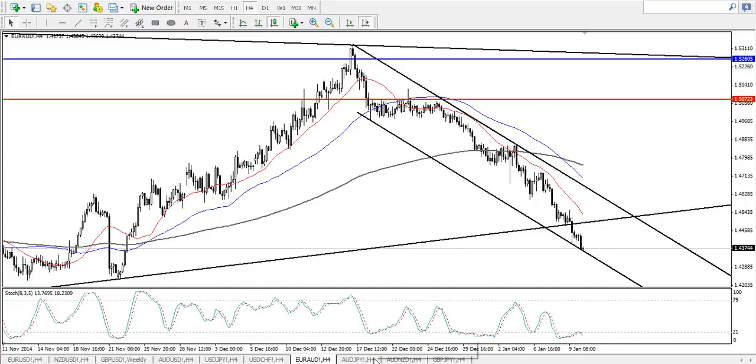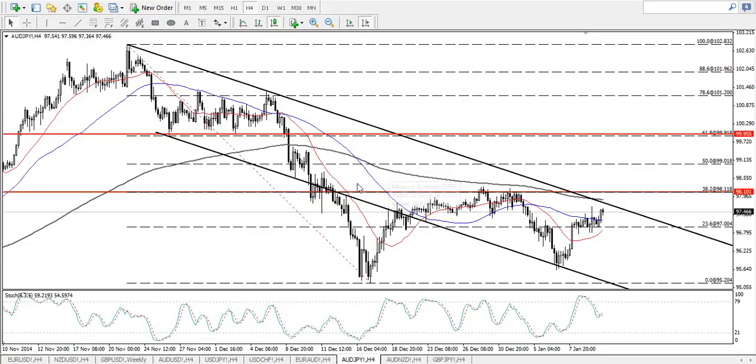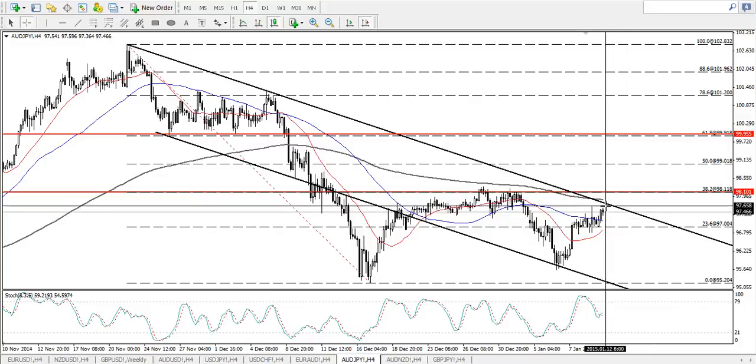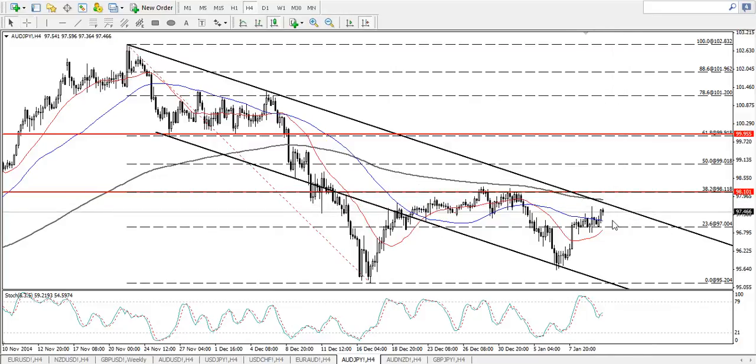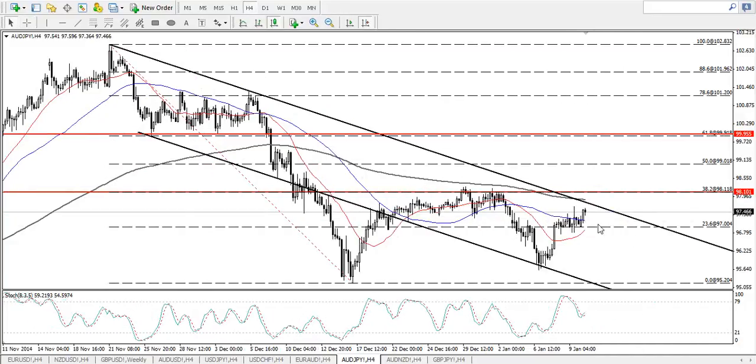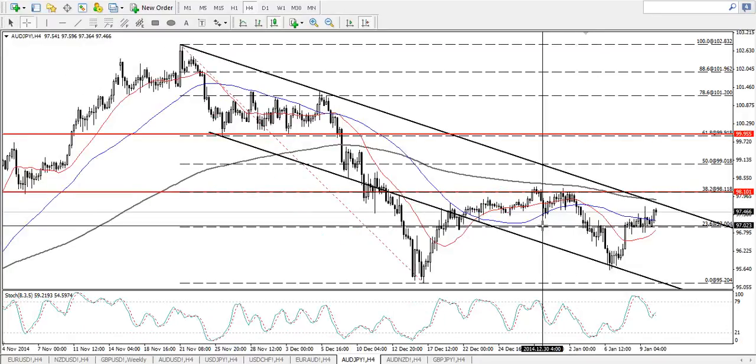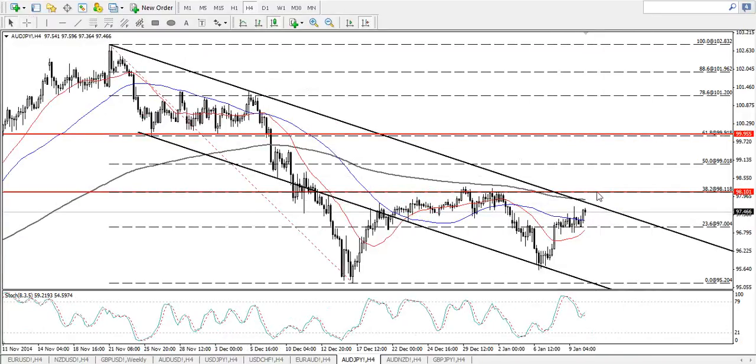All right. And of course, we have the Aussie against the Japanese yen. Price is about to touch the top of the previous falling trend channel. Also, we have the 200 moving average as an additional resistance level. If price were to spike, we will expect price to retrace or pull back at the retracement level of 30.2%, price of 90.11.